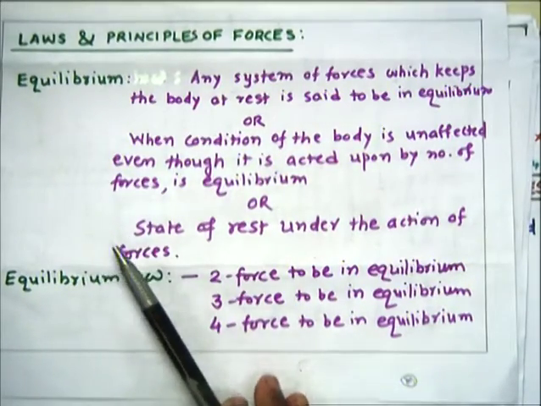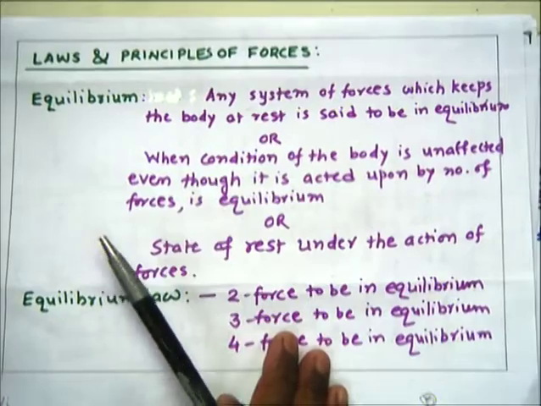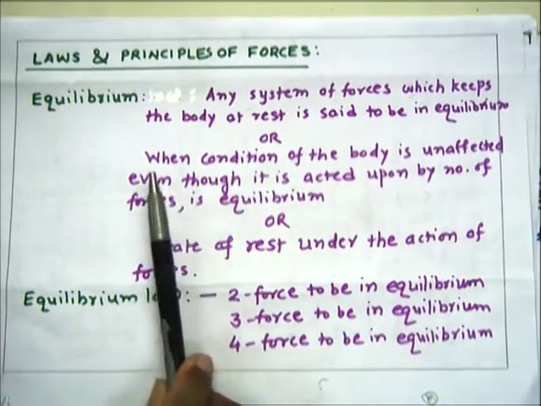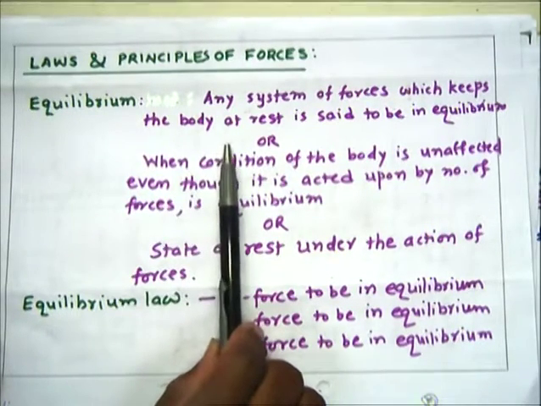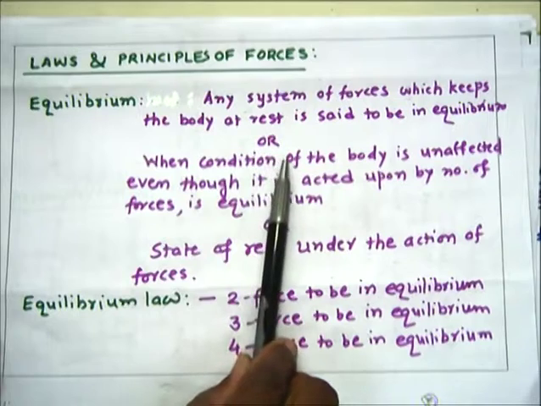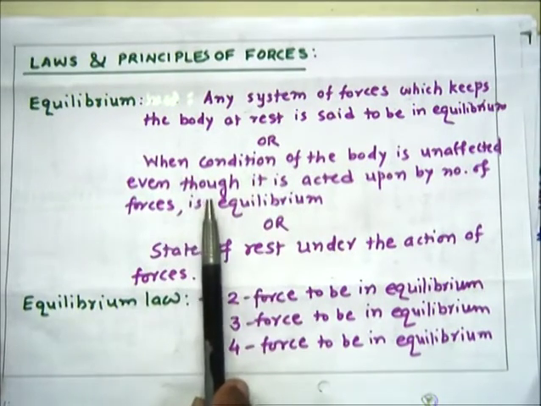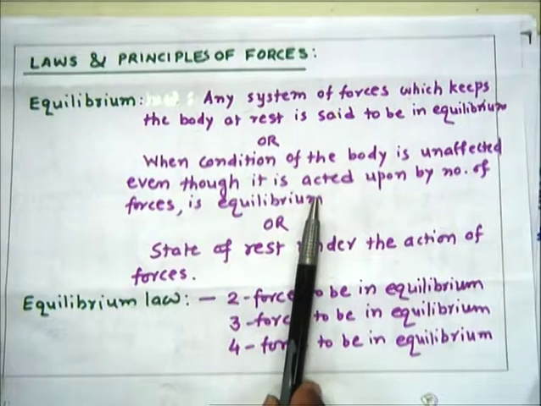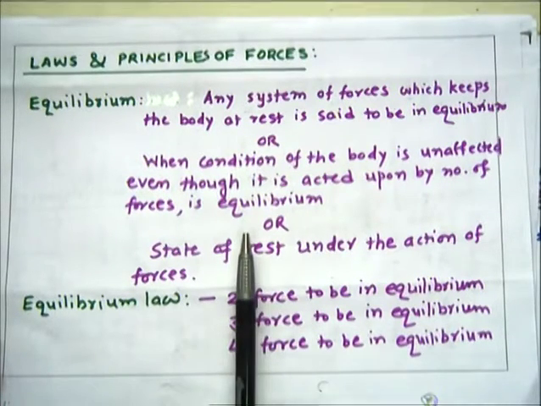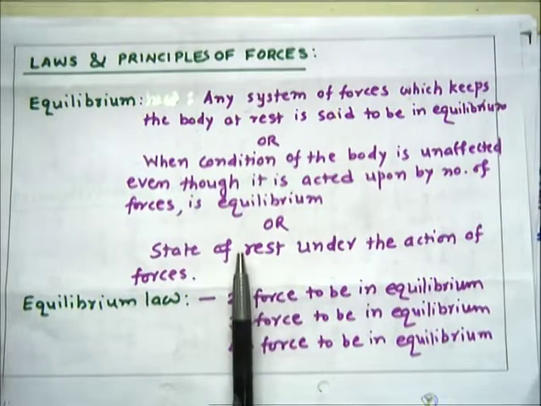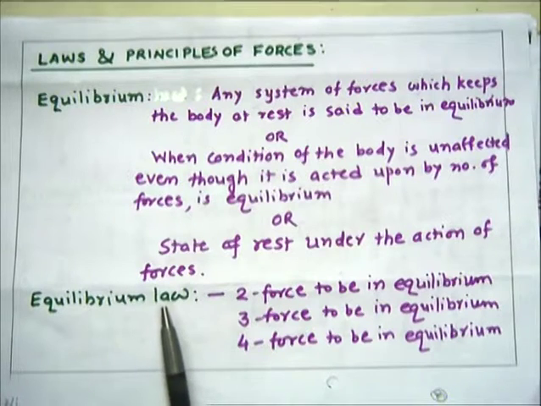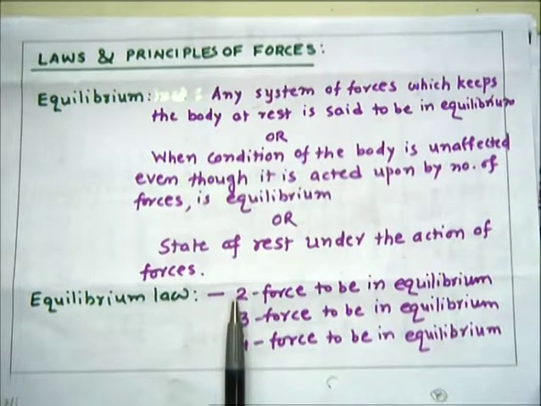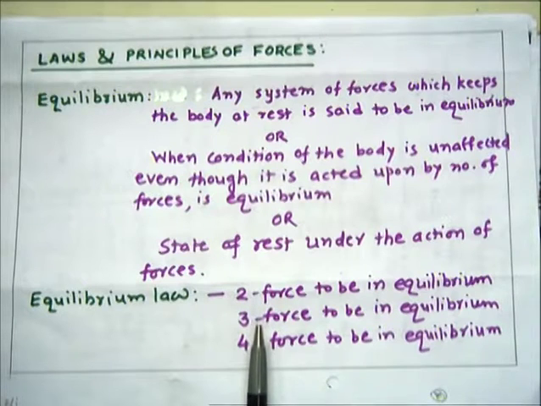Then we discuss laws and principles of forces, in which we discuss equilibrium. As you know, any system of forces which keeps the body at rest is said to be in equilibrium, or when the condition of the body is unaffected even though it is acted upon by a number of forces, it is said to be in equilibrium, or the state of rest under the action of forces is known as equilibrium. And for equilibrium we discuss 2 forces in equilibrium, then 3 forces in equilibrium, and 4 forces in equilibrium.